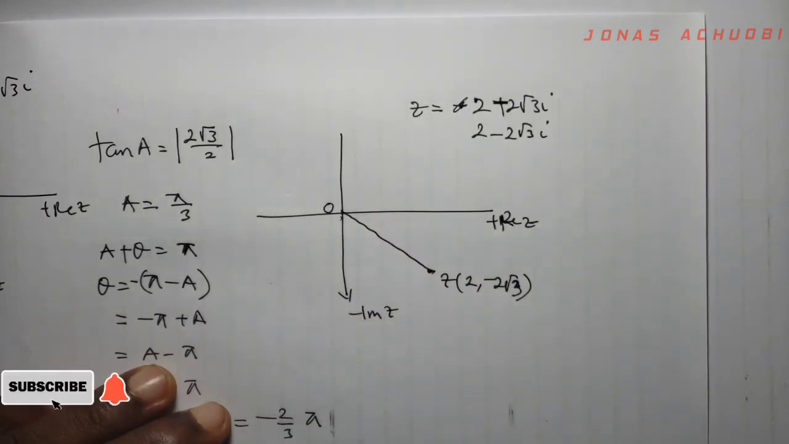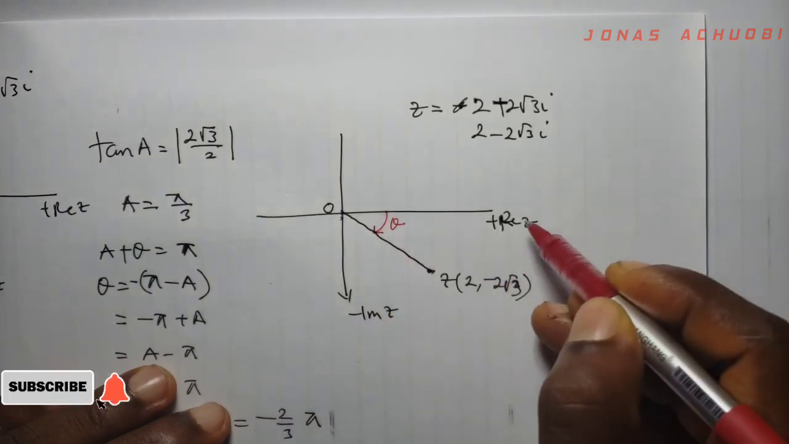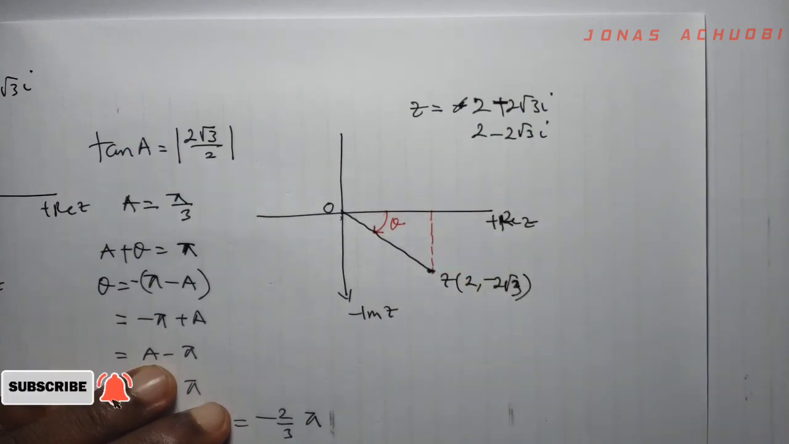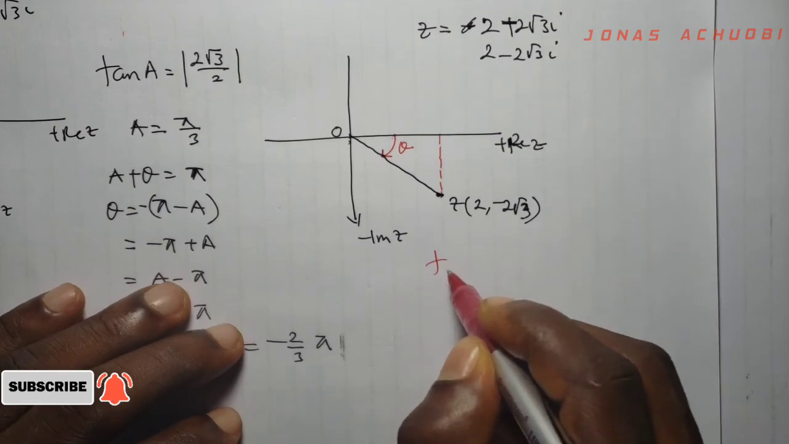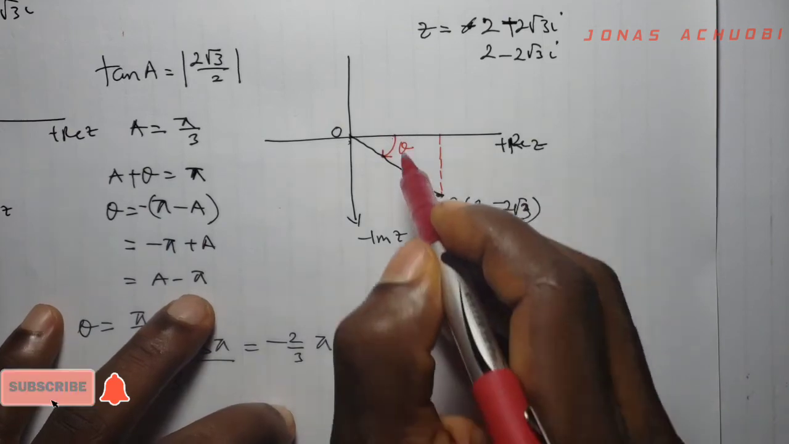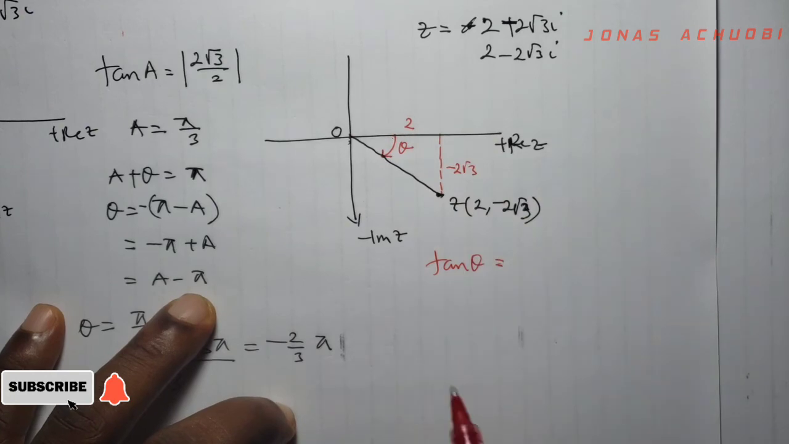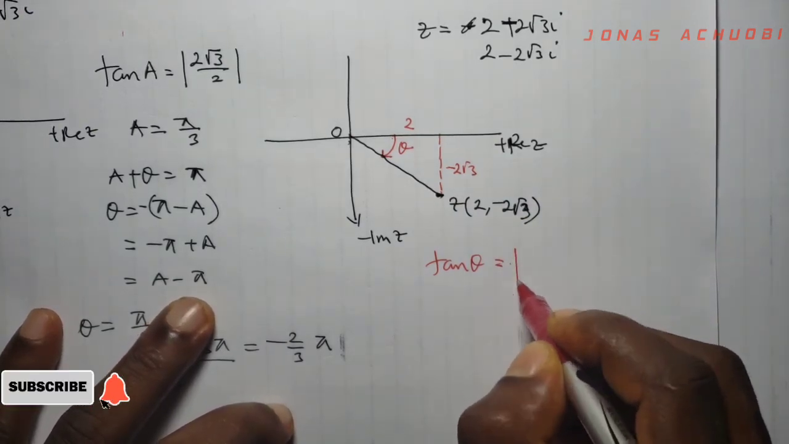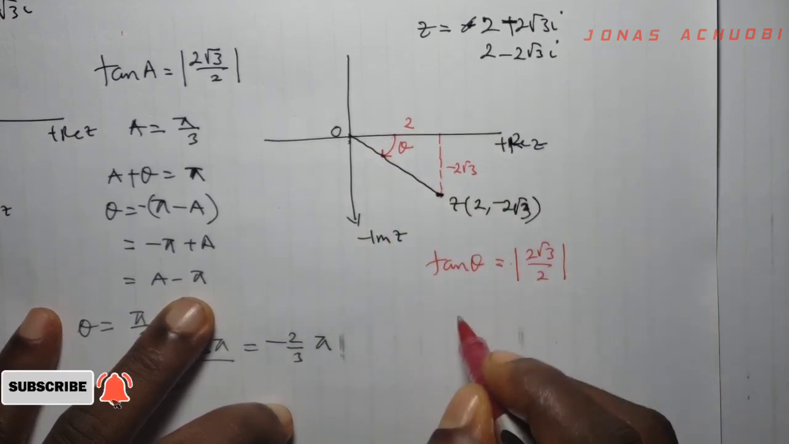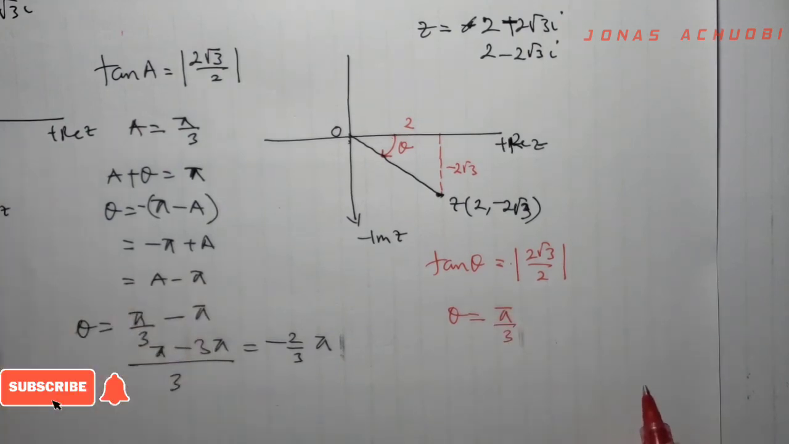So the argument of the complex number again is the angle theta which the complex number makes with the positive real axis. To find theta, we complete again this triangle here. So tan theta is nothing but the real part is 2, and the imaginary part is negative 2 root 3. So tan theta is the absolute value of opposite over adjacent, 2 root 3 over 2. And once again, theta is nothing but 60 degrees, which is pi over 3 in radians.